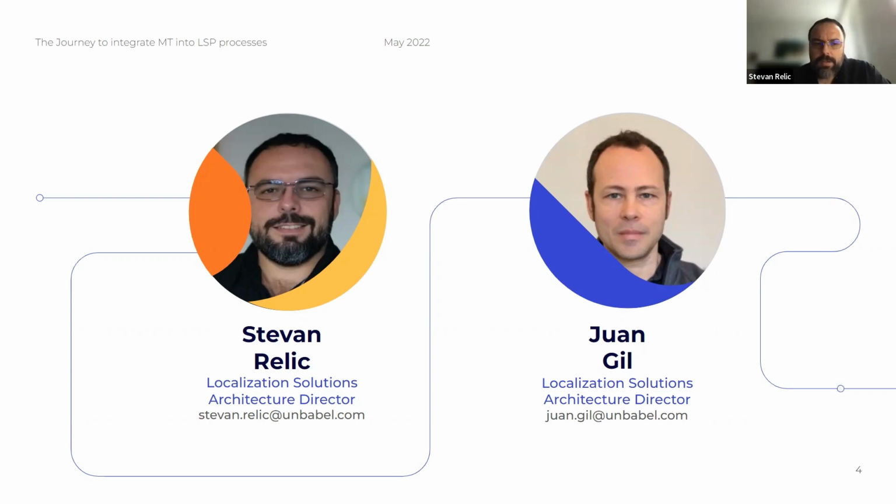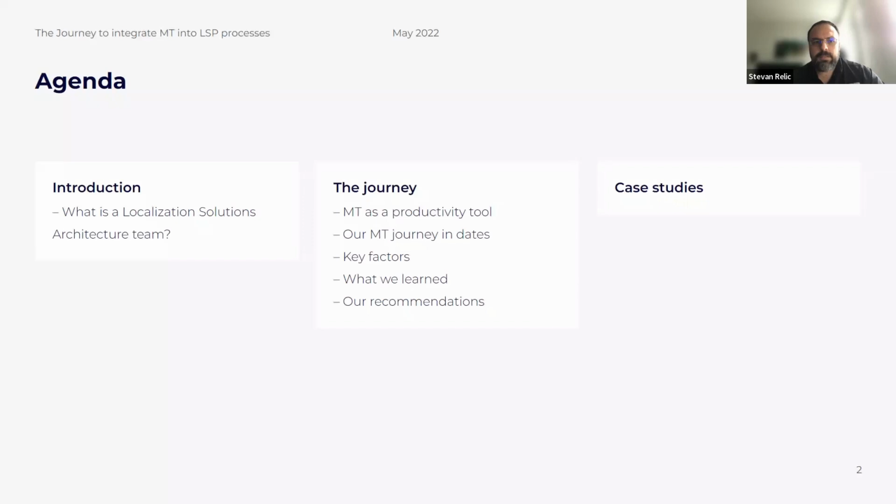So if we go to the agenda, Juan, just a second. What are we going to be discussing today? We're going to be looking at how we use MT as a productivity tool, what we believe it is within our structure, what that structure is. And then Juan will take you through the journey of how we built that structure and where we are today. We're going to discuss some important learnings through the process, and then some of our recommendations if you want to follow that track, depending on your size of LSP, depending on budget and everything around that. And then we're going to have a round of questions, if that's okay.